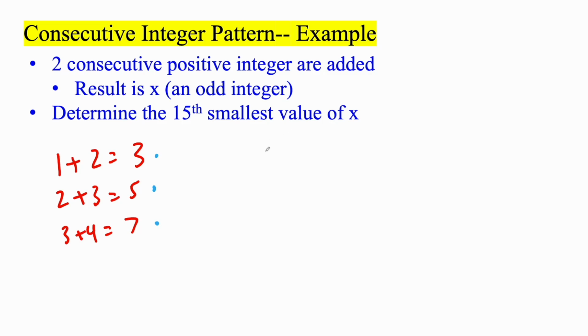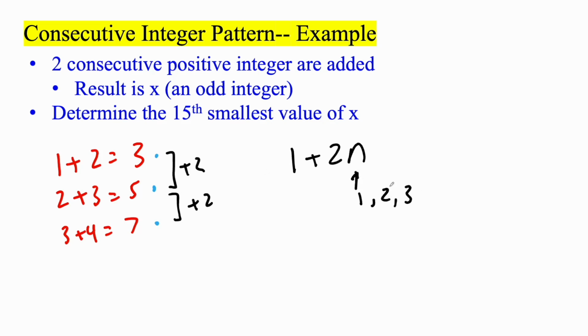At this point, it's enough to create a formula. And there's multiple ways to write this formula. I notice each time I'm adding 2, so plus 2, plus 2. So we could say, as one option, 1 plus 2n. So for example, if n is equal to 1, we get 2 times 1 is 2, 2 plus 1 is 3. That works. If n is 2, 2 times 2 is 4, 4 plus 1 is 5. That's correct. And if n is 3, 2 times 3 is 6, 6 plus 1 is 7.